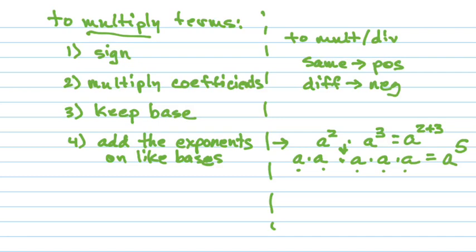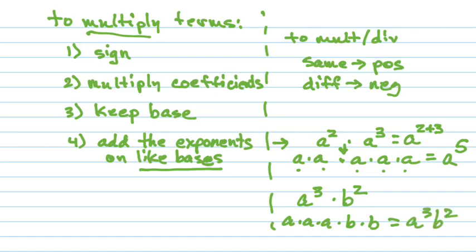Okay. Now, but be careful. Notice it says on like bases. So if I have a to the third times b to the second, that's a times a times a times b times b. So can I write that as something to the 5th power? No. Nope. It stays a to the third, b to the second. I can't do anything to it. So it has to be the same bases. So that's the only way. You can only add exponents on like bases.